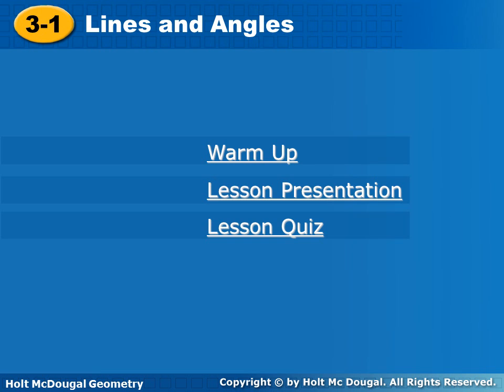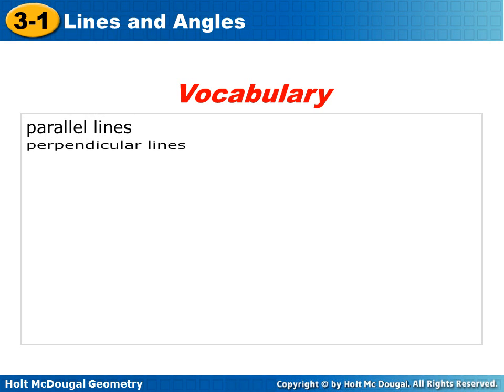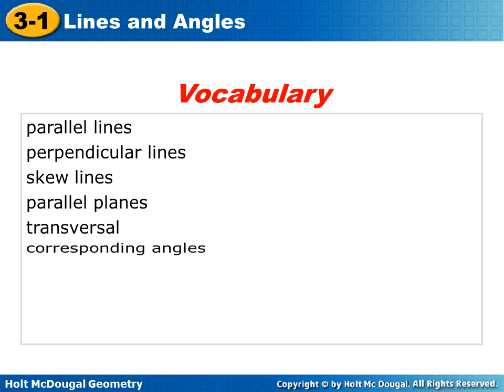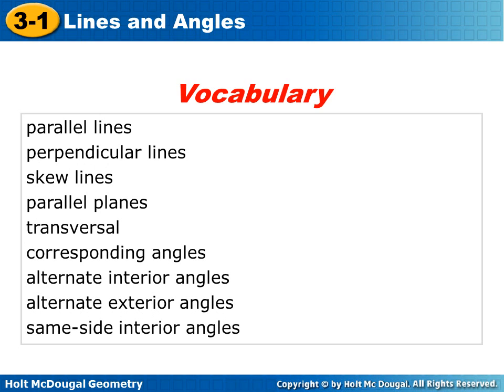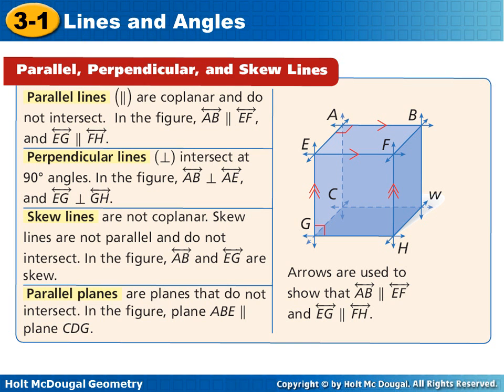Today we're going to talk about different types of lines and angles. So vocabulary for today is parallel lines, perpendicular lines, skew lines, parallel planes, transversal, corresponding angles, alternate interior angles, alternate exterior angles, and same-side interior angles.